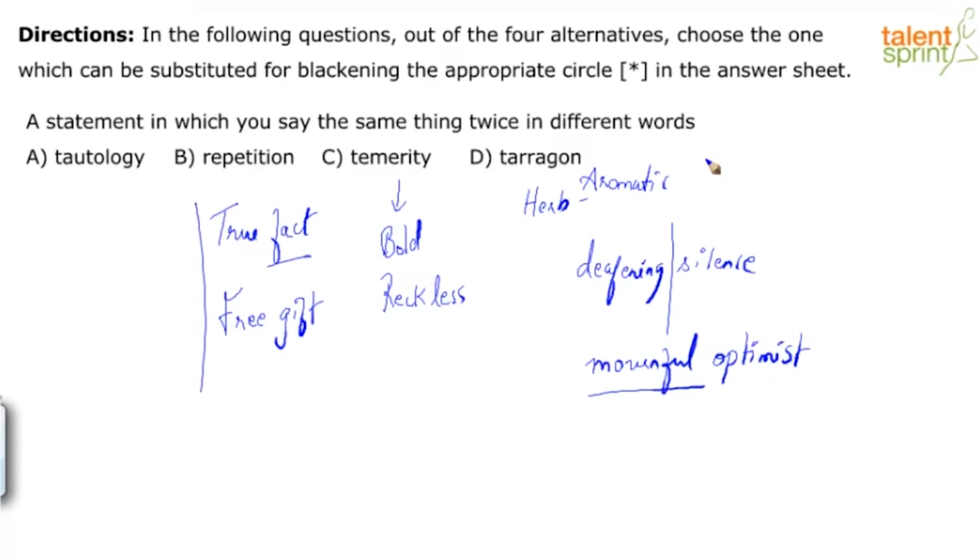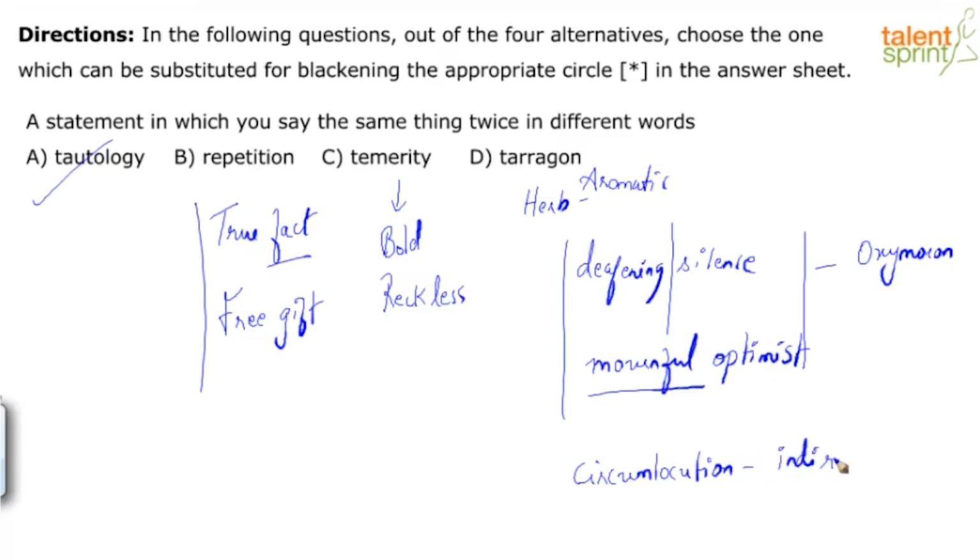So anyway, our answer here is tautology. A statement in which you say the same thing twice in different words, tautology. See, just so you don't get confused, I'm writing it here. Oxymoron. These are examples of oxymoron. And when I say circumlocution, I'm talking about an indirect or roundabout way of answering things. A roundabout way of expressing things.